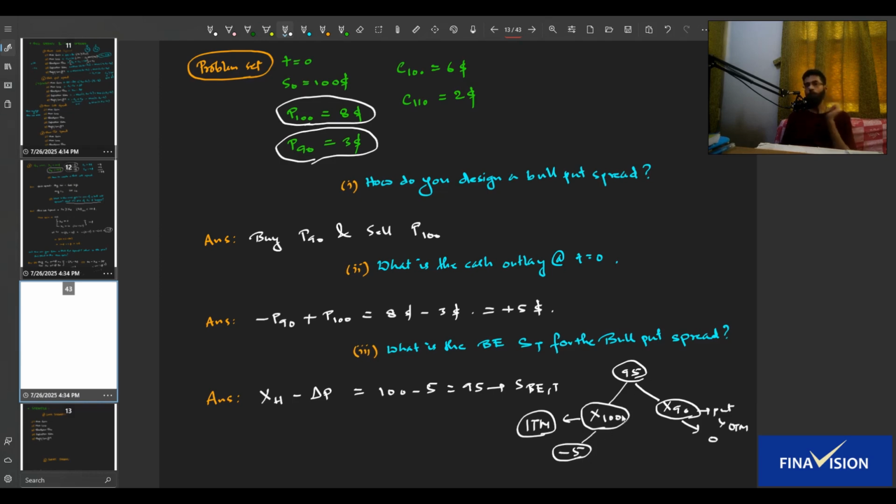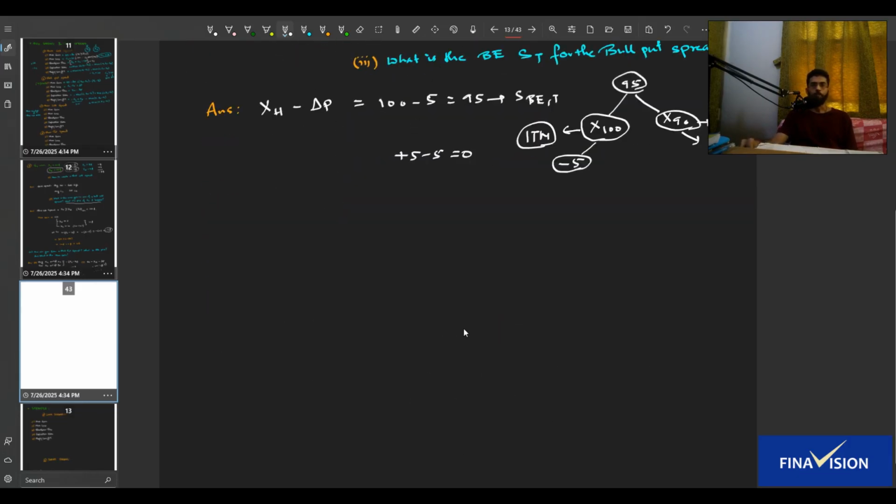And initially, how much did you earn? You earned plus 5. So the net cash flow is equal to plus 5 minus 5, which is equal to 0. So here is your break-even price.